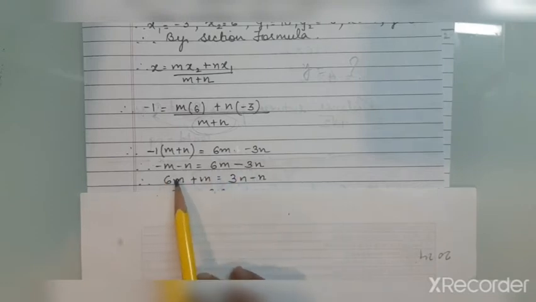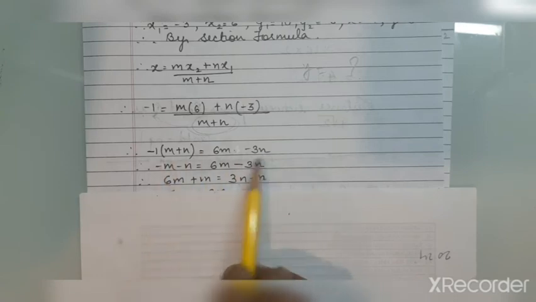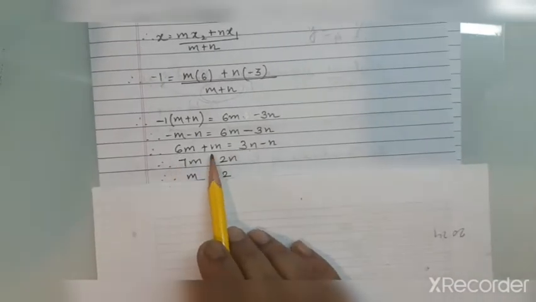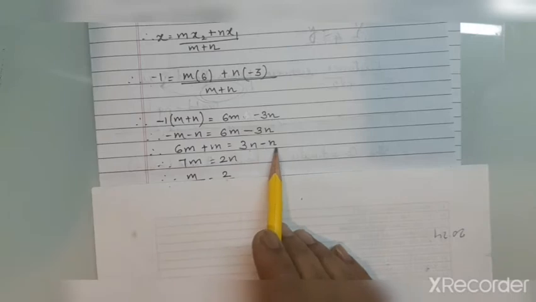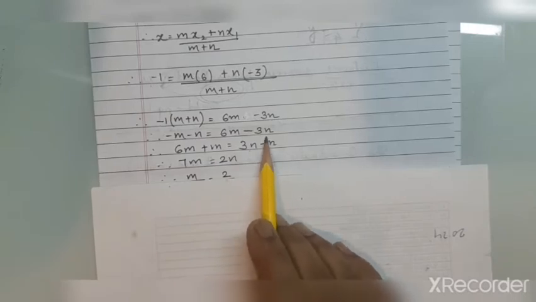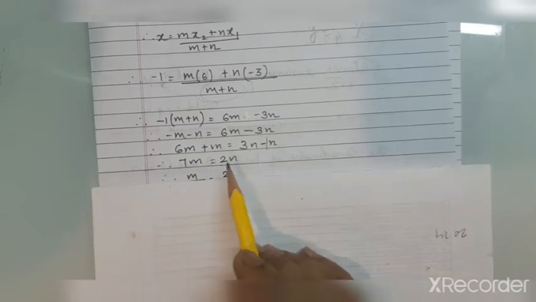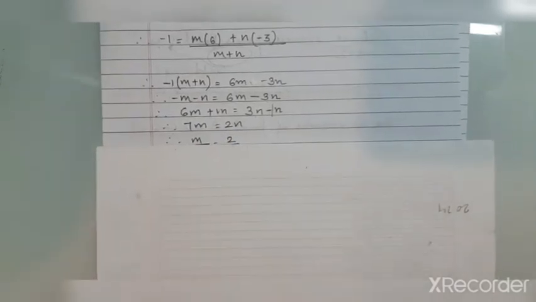And now you can see here minus m I have shifted here. So minus m has become plus m. So it is just interchanging and bringing one alphabet on one side. Okay, now 6m plus m is 7m. 3n minus 1n. Okay, no number is there means 1. 2n. Now what we do is we bring alphabets on one side and numbers on one side.